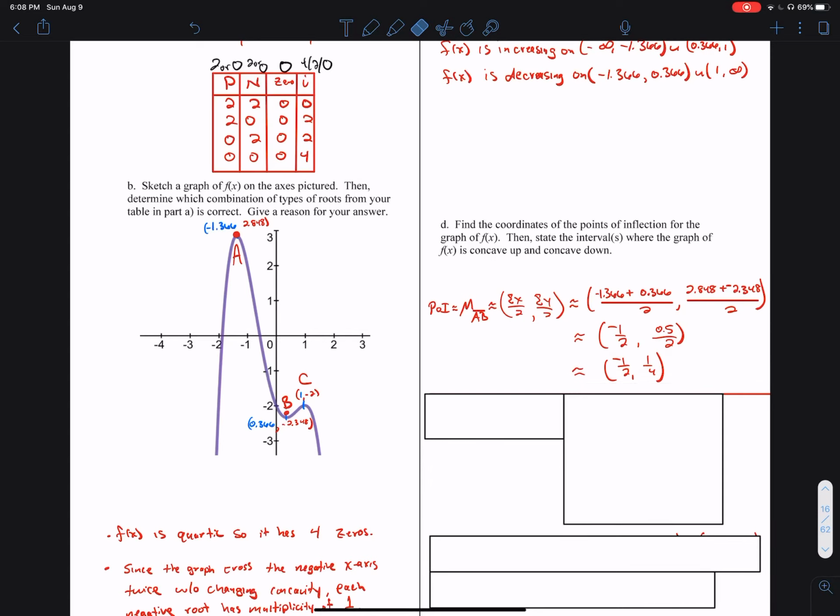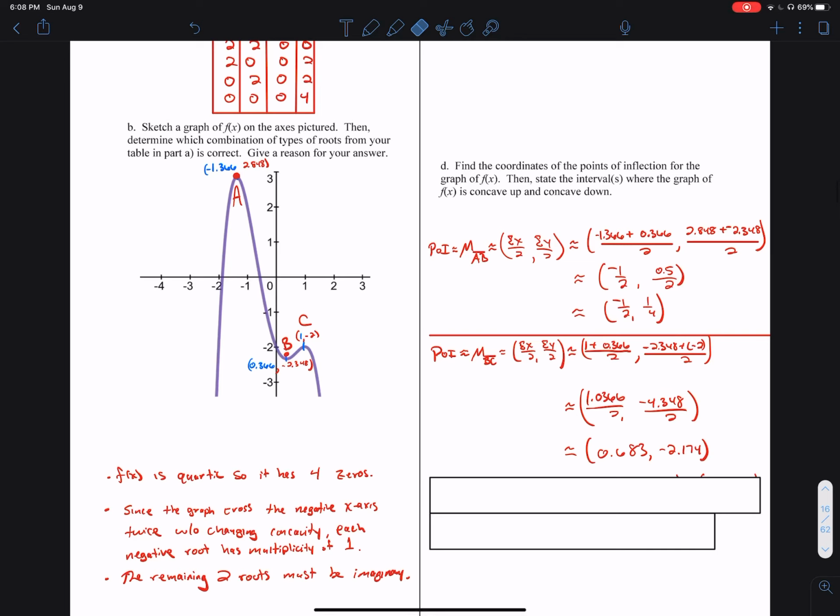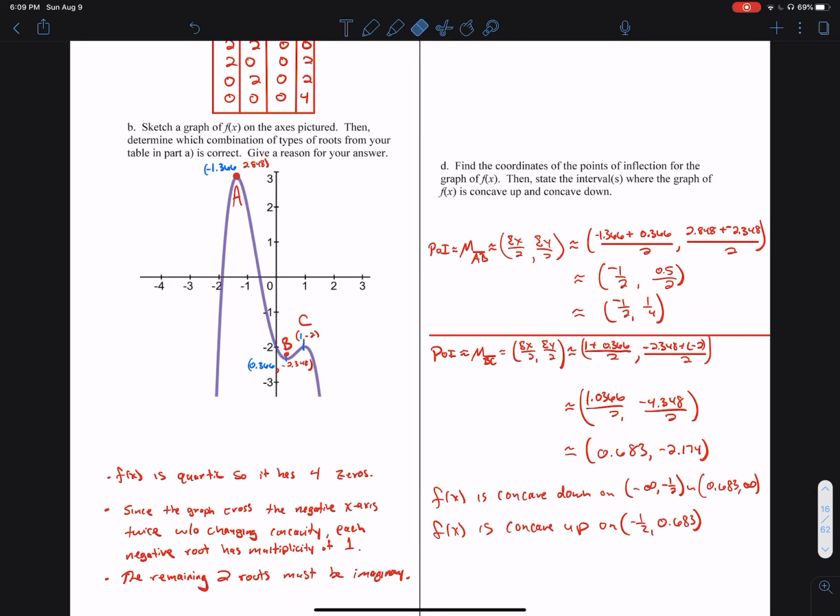Then state the interval where the graph is concave up or concave down. It is concave down till we get to this inflection point here. So that would be from negative infinity to negative 1/2. And then it's concave down again in here, which is from 0.683 to infinity. Where is it concave up? It's only concave up in here between the two inflection points. So that's between negative 1/2 and 0.683, non-inclusive.